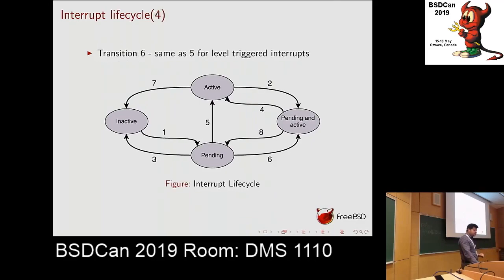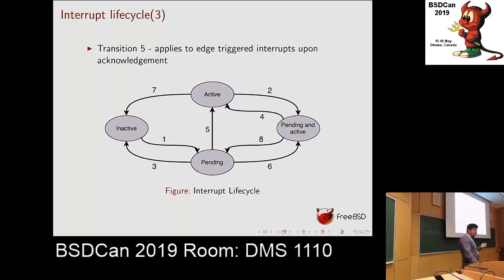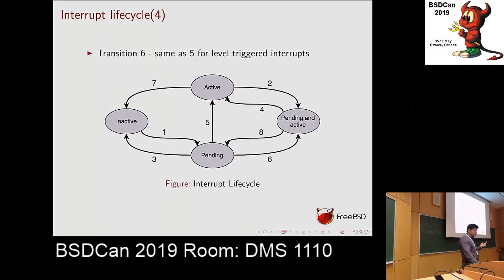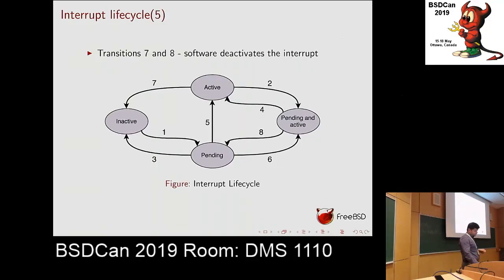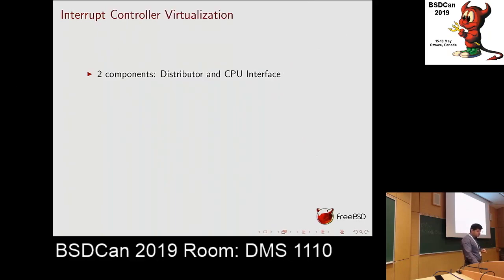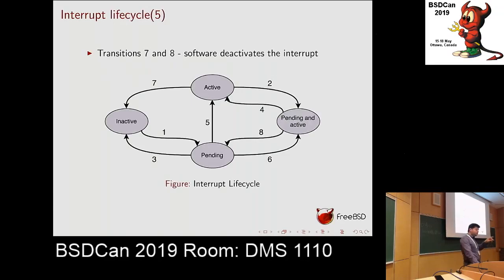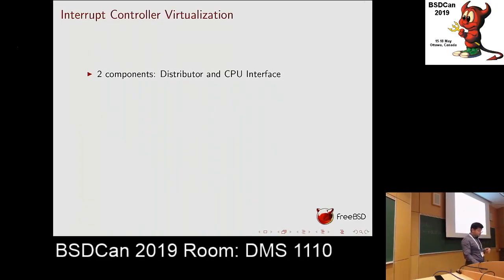Further, we have transition 5 for edge triggered interrupts and 6 for level triggered, when we acknowledge from pending to inactive and from pending to pending and active. And 7 and 8 whenever we deactivate interrupts, we are coming back to the initial state. So these are all the possible states and transitions; we'll need to know them when virtualizing the distributor.